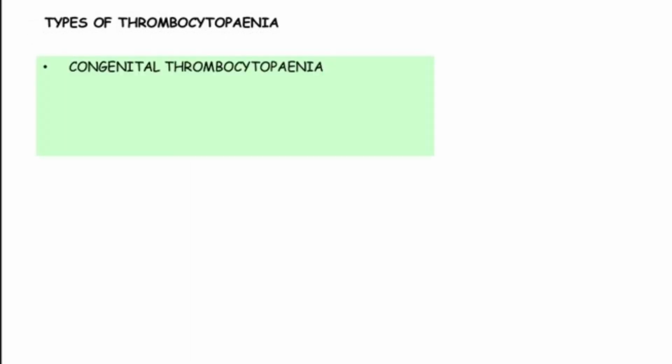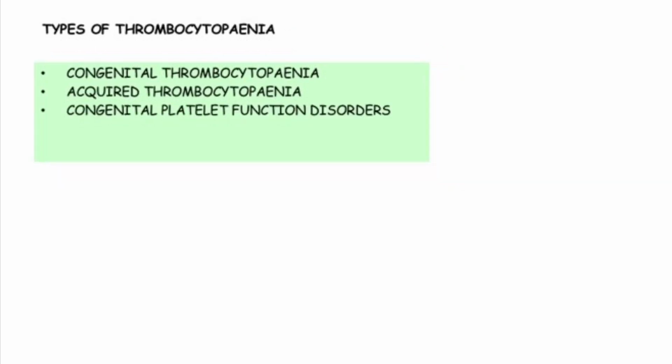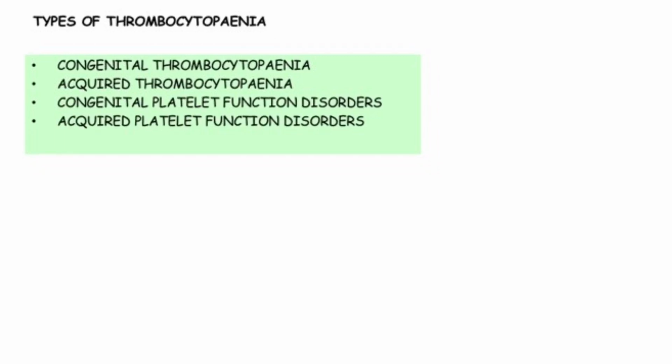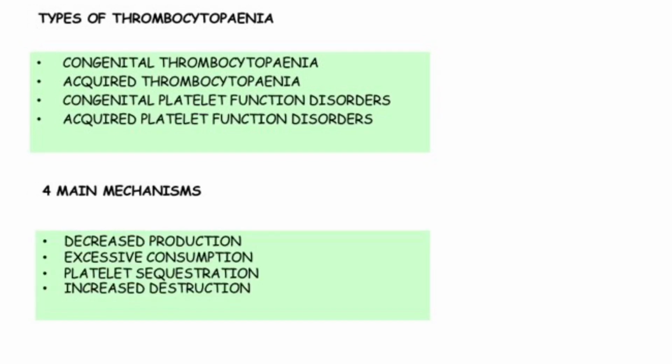Coming to the types of thrombocytopenia, the first one is congenital thrombocytopenia, acquired thrombocytopenia, congenital platelet function disorders, and acquired platelet function disorders. There are four different mechanisms involved in thrombocytopenia. The first one is going to be decreased production, followed by platelet consumption, platelet sequestration, and increased destruction.